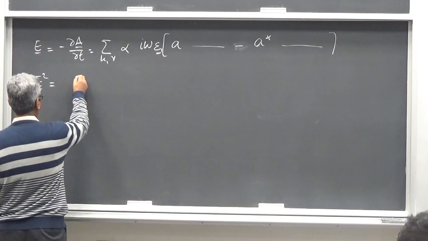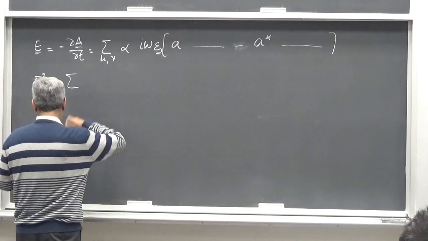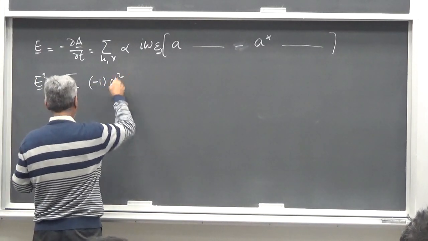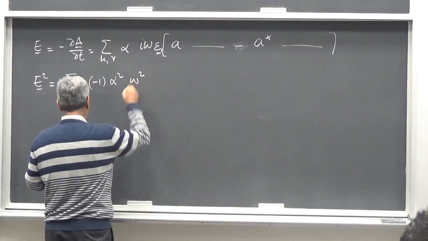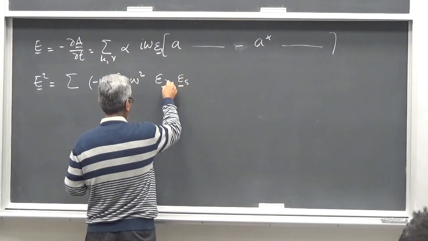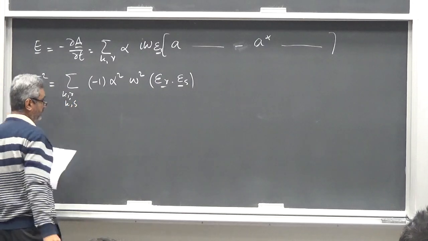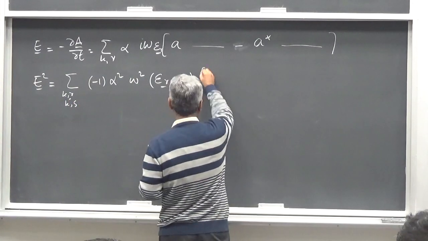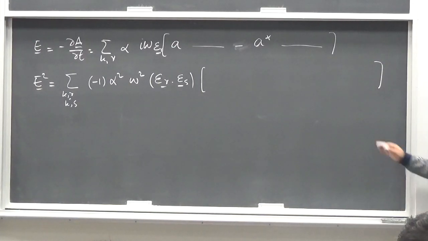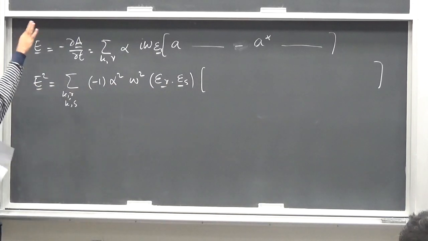So when you square this, you get the sum, all of the sums, and minus 1, and then alpha squared, and then omega squared, and then epsilon R dot epsilon S, there is a sum over k R k prime S, and then 4 terms.